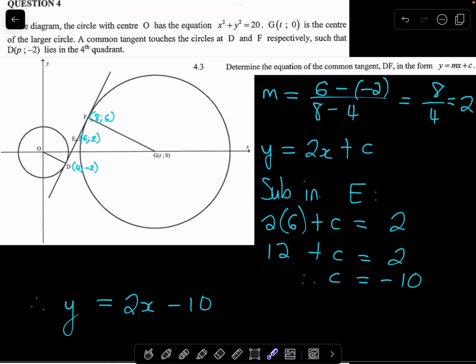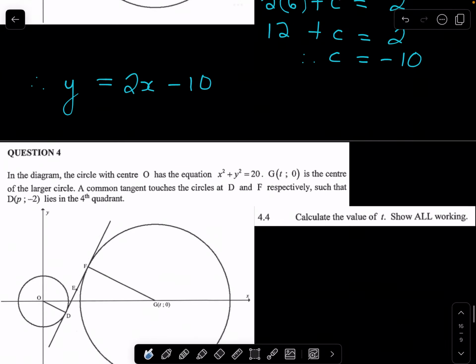If we just sub this in, 2 times 8 is 16 minus 10 is indeed 6. And 2 times 4 is 8 minus 10 is indeed minus 2. So that looks good.